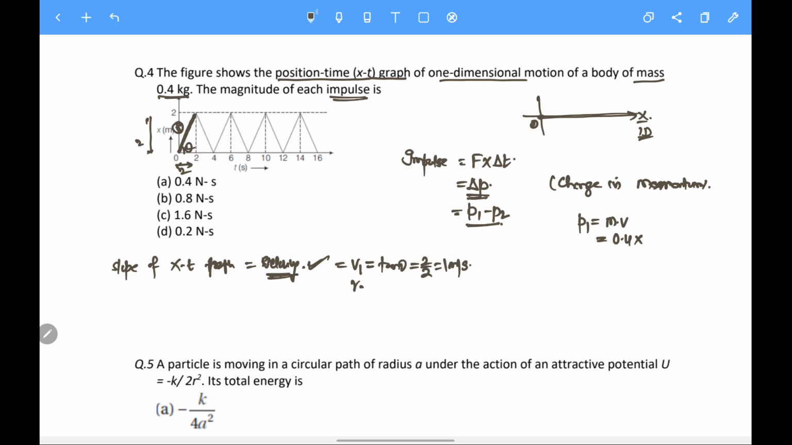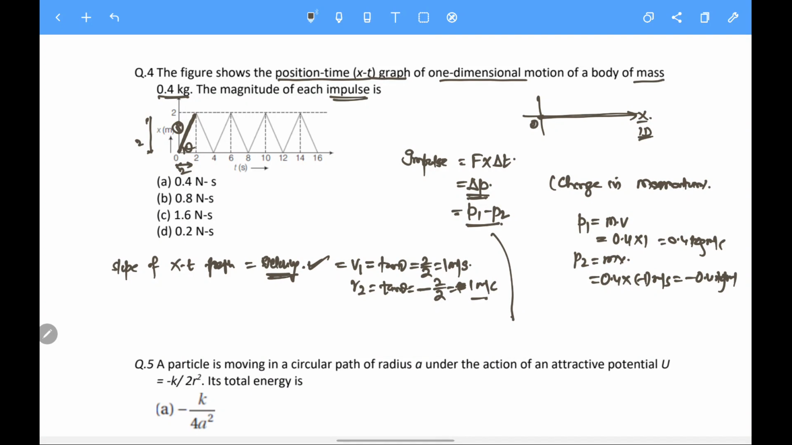Similarly, V2 is also the slope tan theta. Now this is also a straight line which is inclined, but slope is negative. So we can write it as minus 2 by 2, that is equal to minus 1 meter per second. Hence, P1 equal to 0.4 into 1, that is equal to 0.4 kilogram meter per second. And P2 equal to also mass into velocity, and mass is 0.4, velocity is minus 1 meter per second. That means it is equal to minus 0.4 kilogram meter per second.